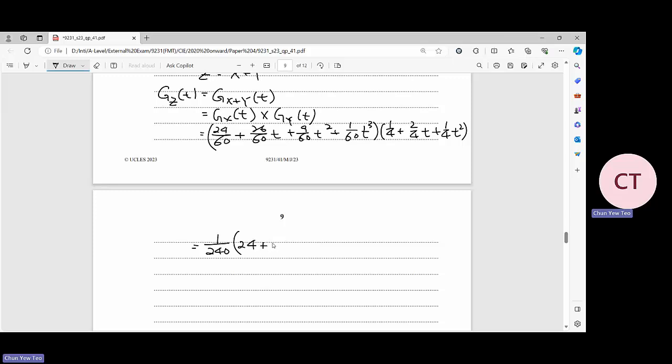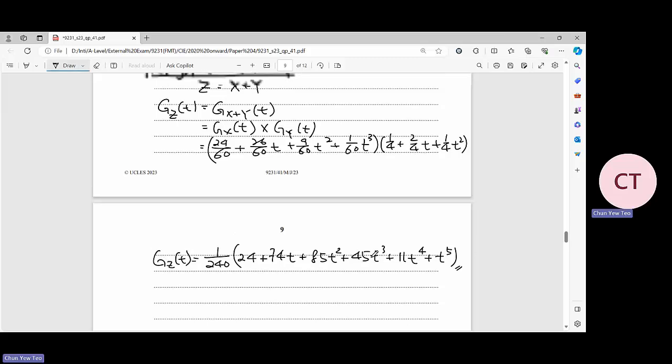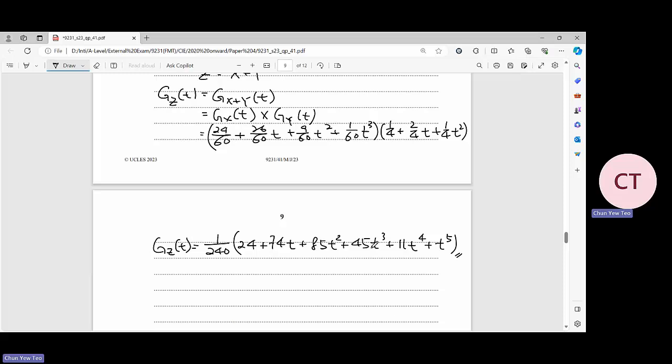You can try to expand yourself. So to save time, I straight away give you the result of the expansion: 45t cubed plus 11t to the power 4 plus t to the power 5. That will be the answer for GZ(t). Just like that, done. That will be the answer for part B. Okay, then move on.